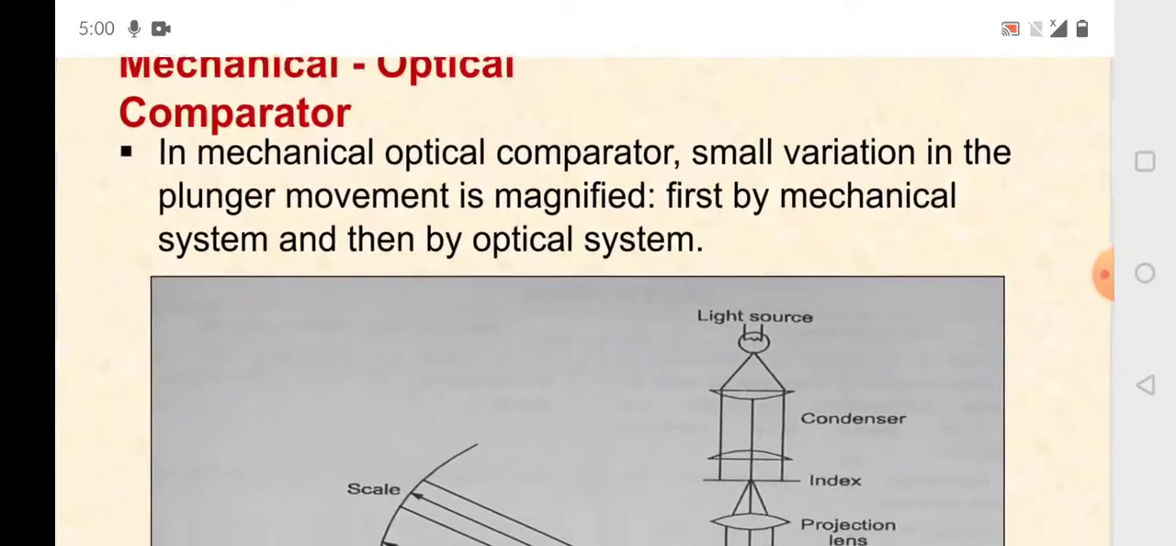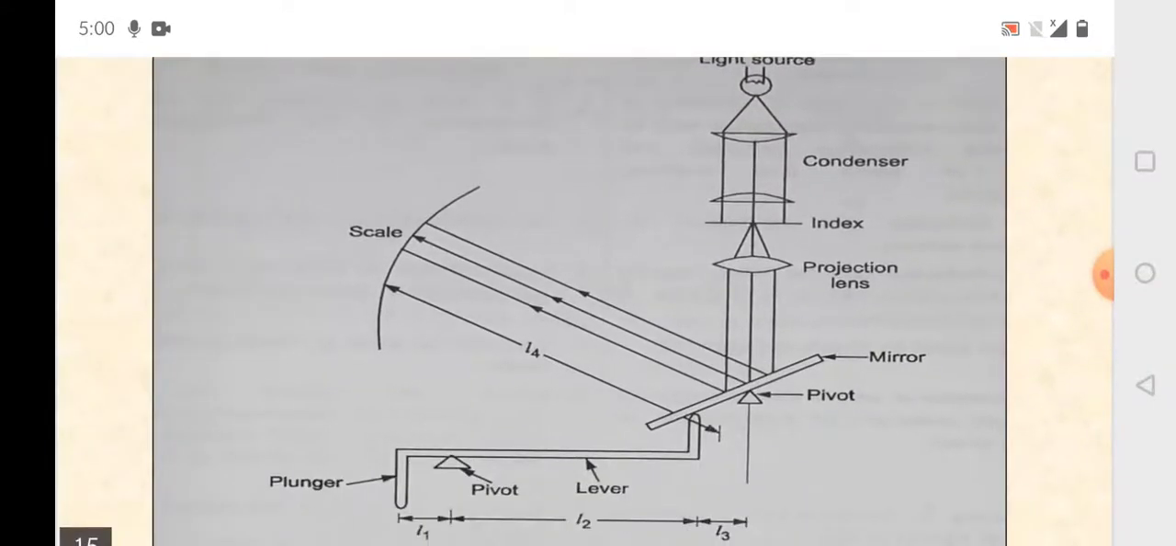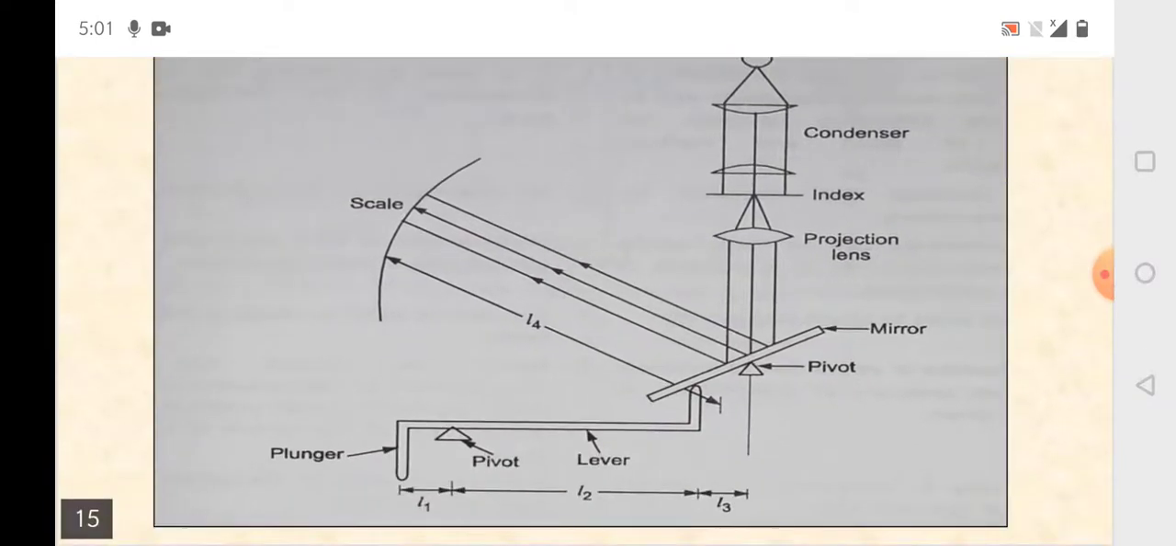Then next is the mechanical optical comparator. It is a combination of mechanical and optical. So it requires a light source, or it requires electrical energy to get the light source. Here we can see the magnification is tremendous. With this type of comparator we can magnify the reading to 1000 times or 2000 times. So the variation can be measured very minutely, or we can say very correctly, here.